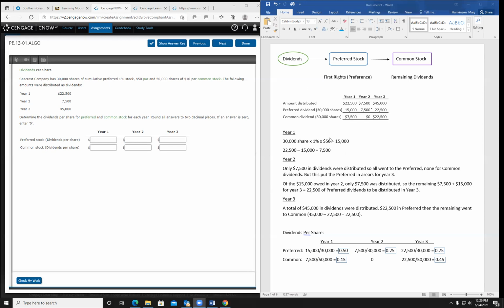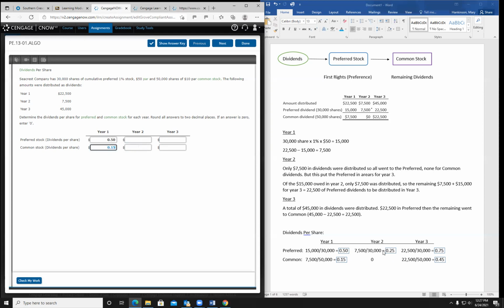So in year one, of the 22,500 distributed, 15,000 went to preferred and 7,500 went to common. So if you come down here in year one, we'll calculate our dividends per share. We take the 15,000 and divide it by 30,000, and that gives us a 50-cent dividend per share. We do the same for the common. We'll take the 7,500 distributed, divide it by the 50,000 shares, and we get a 15-cent dividend per share. So we'll just come over here and plug that in.